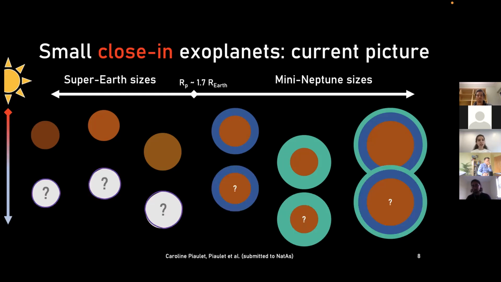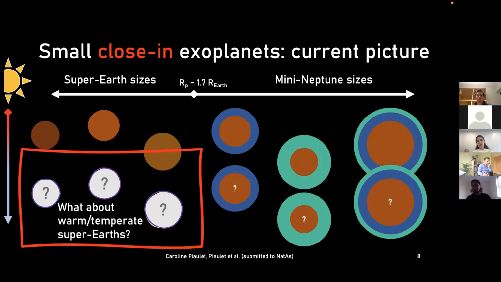And this is especially true for warm-temperate super Earths that are already small. And so we expect that the tug that they impart on their star is really small and very hard to measure. And so we don't really have radial velocity masses for these types of planets. And so this is a part of the parameter space that's very much to be explored.